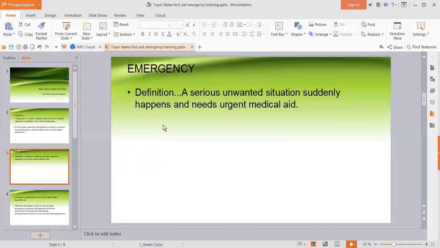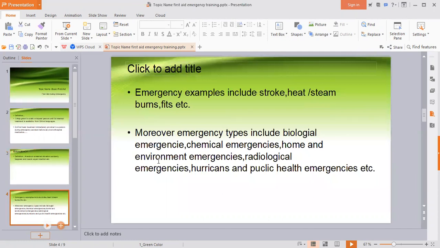So, what is an emergency? Emergency is basically an unwanted condition or situation created as a result of any accident or any health injury. A serious unwanted situation suddenly happens and needs urgent medical aid. Emergency examples include stroke, heat, steam, burns, fits, etc.